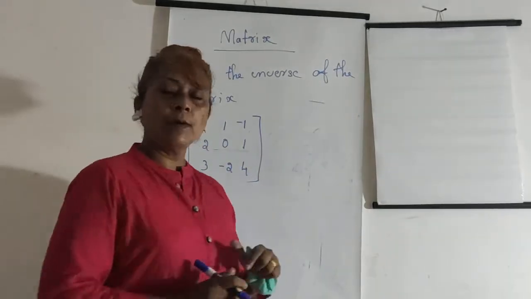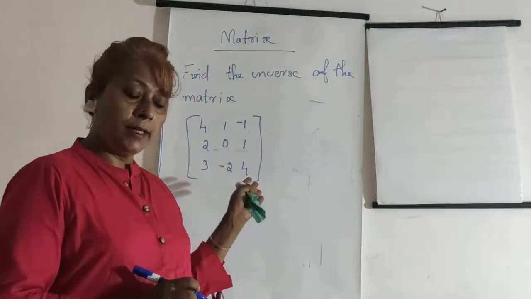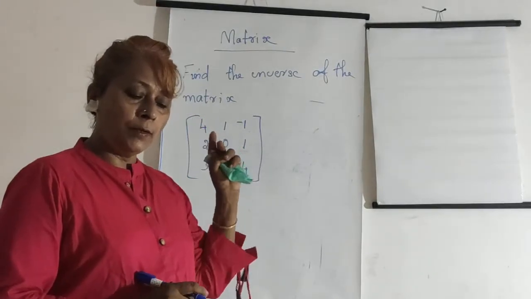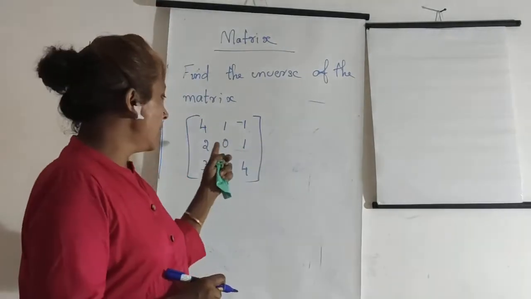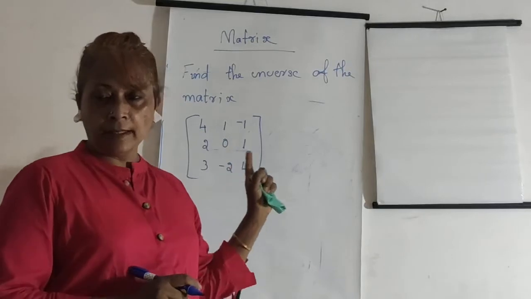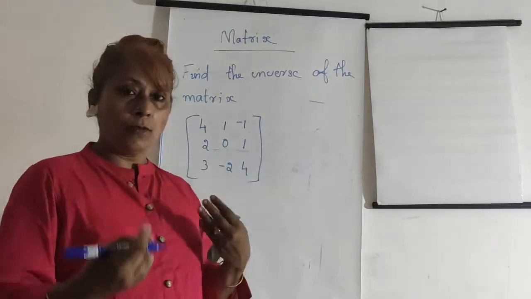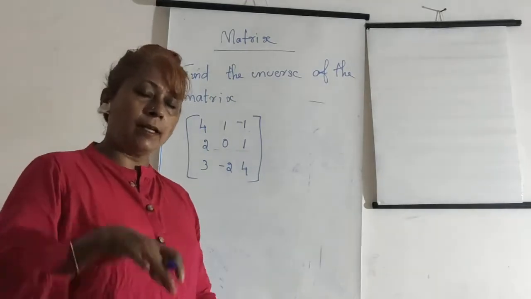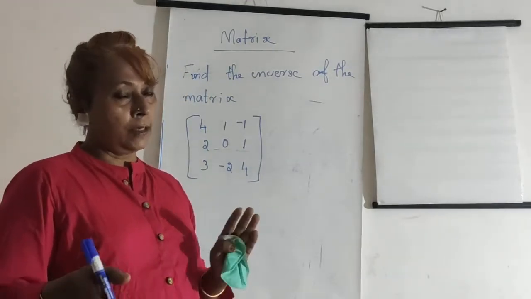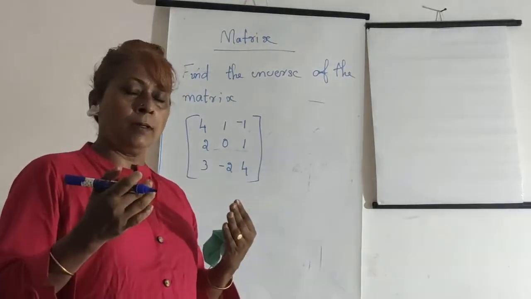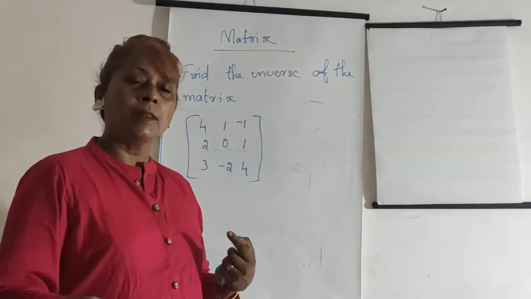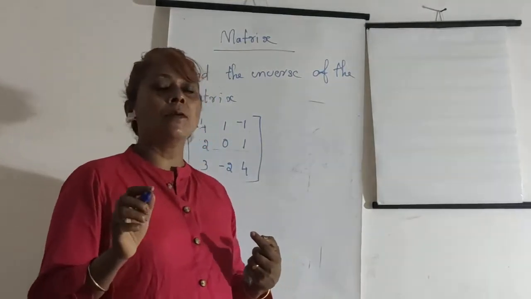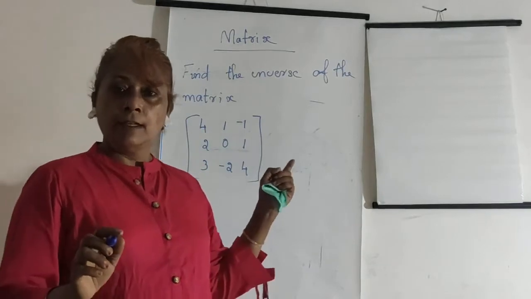Okay. First, what should we find? I already told you that we have to find the minor of each and every member of the matrix, and then we should find the cofactor matrix, and then we should take the transpose of the cofactor matrix. Then that transpose is divided by the determinant. Determinant means the value of the matrix, and that will give the inverse.